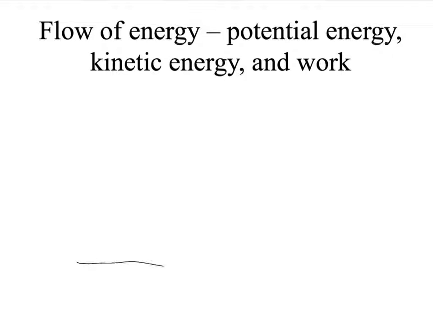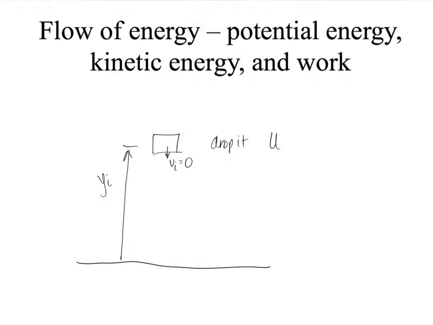But one of the real simple things I can think about in terms of energy flowing from one type to another is an object that I have at some initial height off the ground, and let's say I drop it. Now up here it has a lot of potential energy. Here it has potential energy due to gravity equal to mg y initial, but because I dropped it, it didn't have any initial kinetic energy.